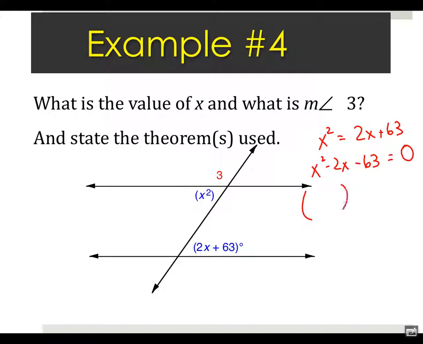Factor. Two numbers that multiply together to give me negative 63 but add together to give me negative 2 would be negative 9 and 7. So therefore x is equal to 9 and negative 7. Done with the algebra. Now the geometry.